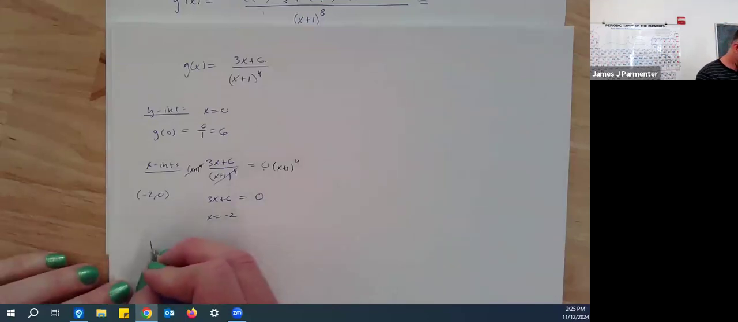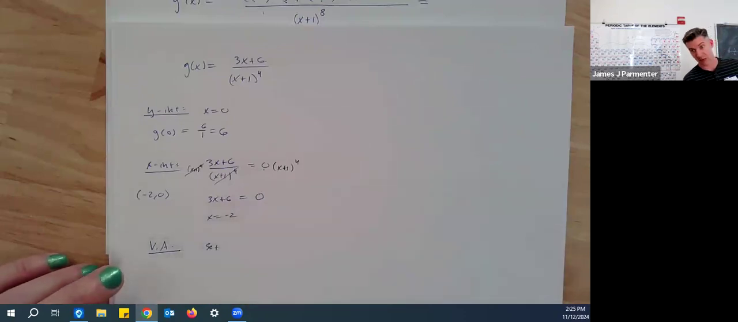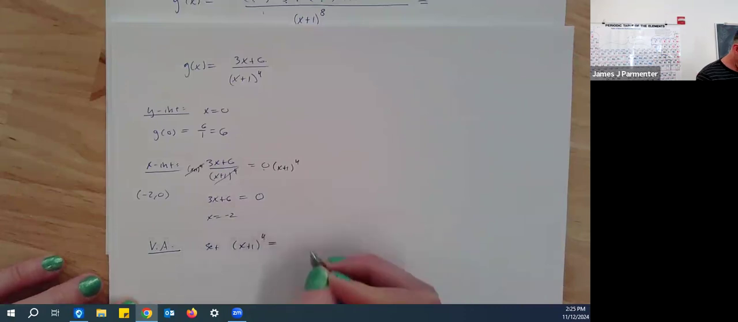And you get vertical asymptotes by setting the denominator equal to 0, which is kind of the answer to your question. So the whole deal here is if you set x plus 1 to the 4th equal to 0, you're going to get x equal to negative 1.